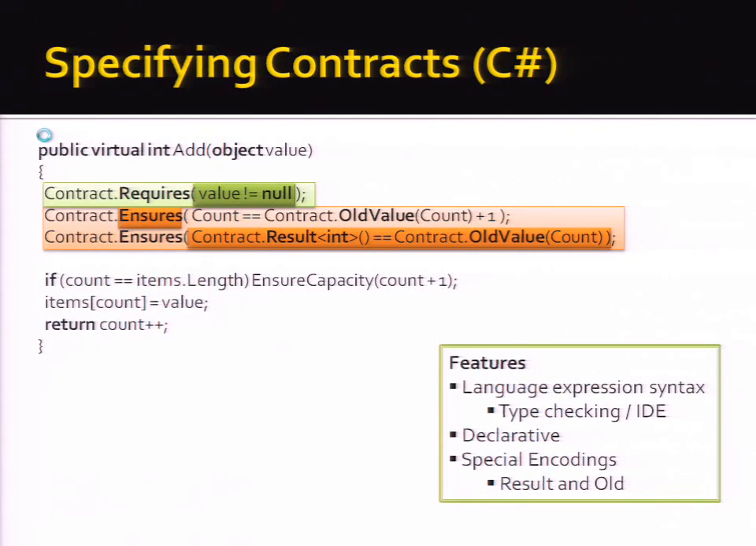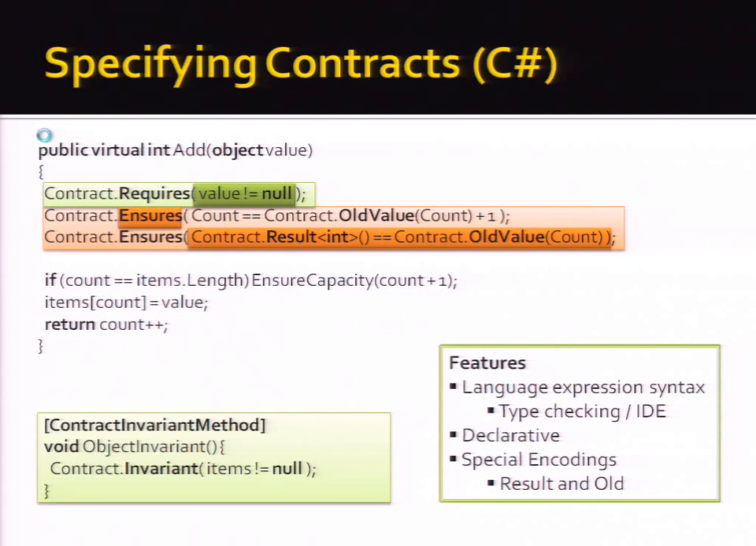We need some ways to express things that you don't usually have in your language. For example, referring to the result of the method or referring to the value of some expression in the pre-state of the method. So old value of count here really refers to the value of this count property on entry to the method. But you want to refer to it at the end. So that's some features that you usually have in languages like Spec# or Eiffel and so on.